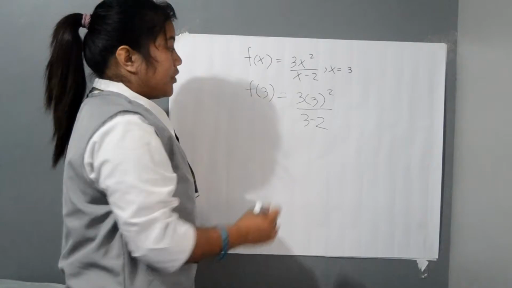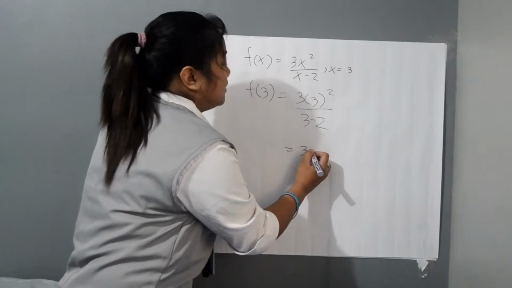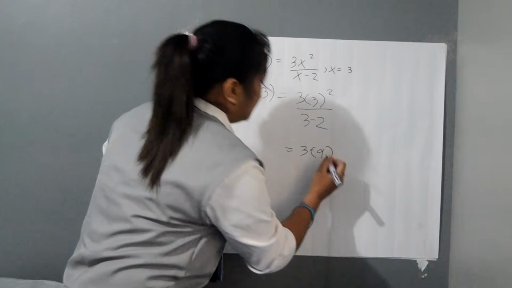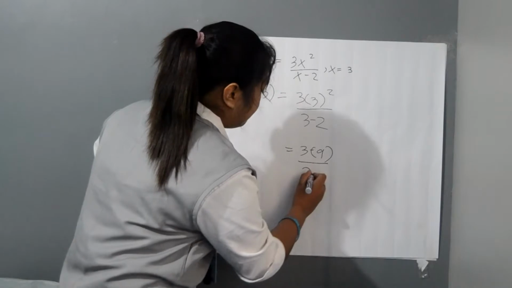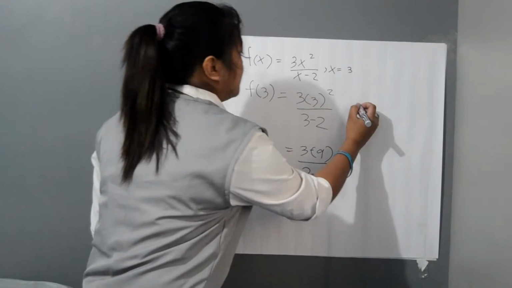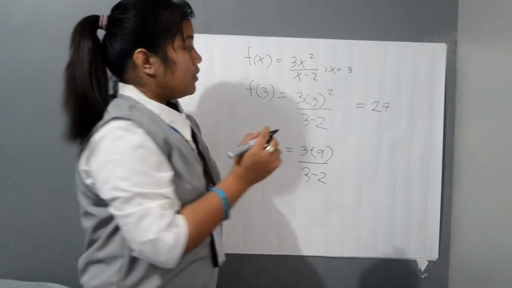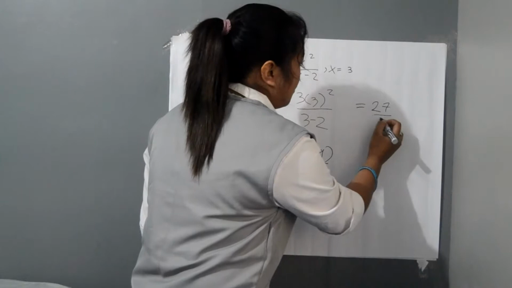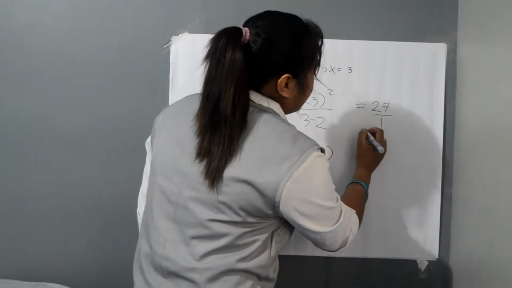3 times 3, copy the 3 times 3 squared. 3 squared is 3 times 3 equals 9, over 3 minus 2. 3 times 9 equals 27. 3 minus 2 equals 1. 27 over 1. So we have f of 3 equals 27.